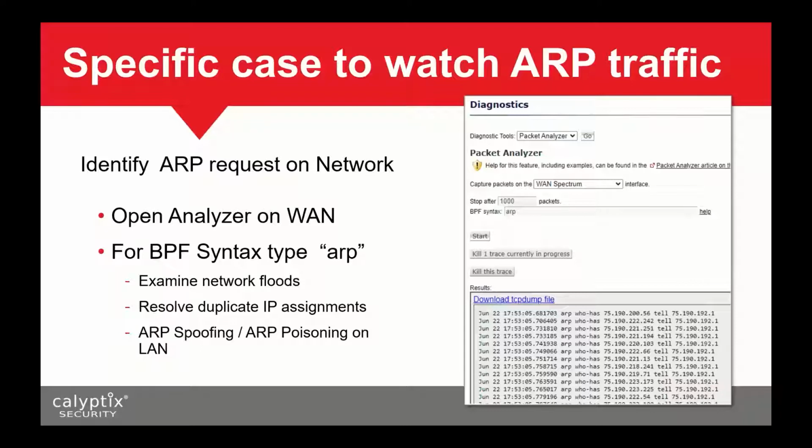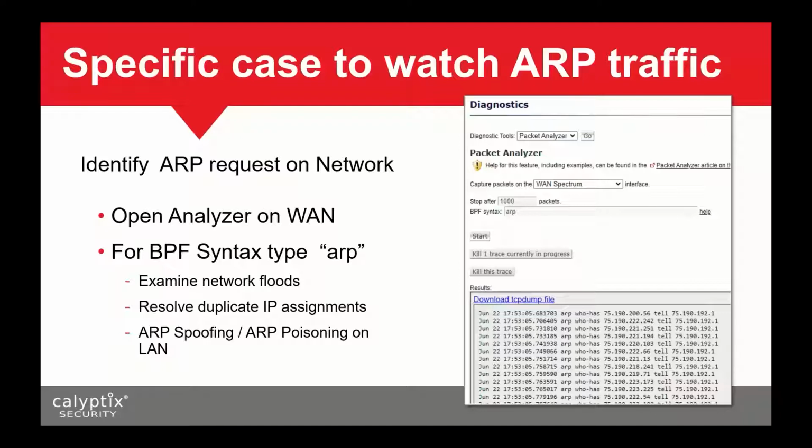Okay, so another helpful thing you can do on both LAN and WAN is to look at ARP requests. These are typically requests by devices to find out the location of others, layer 2. So you can examine network floods that are common, that'll be on the LAN side. You can resolve duplicate IPs, which is going to be on the LAN side or the WAN side. And then your ARP spoofing and ARP poisoning typically happen on the LAN by a compromised host.